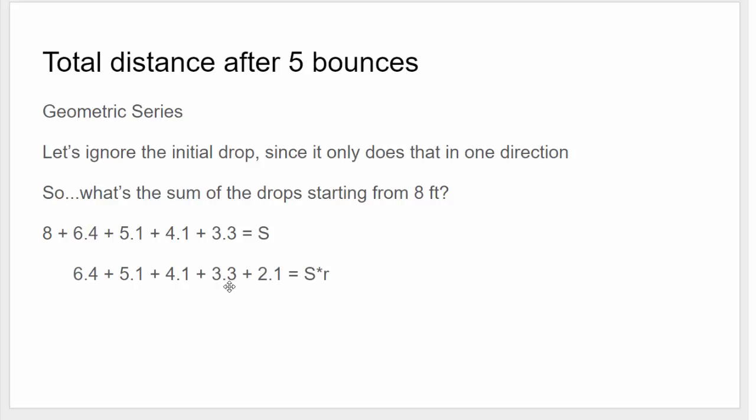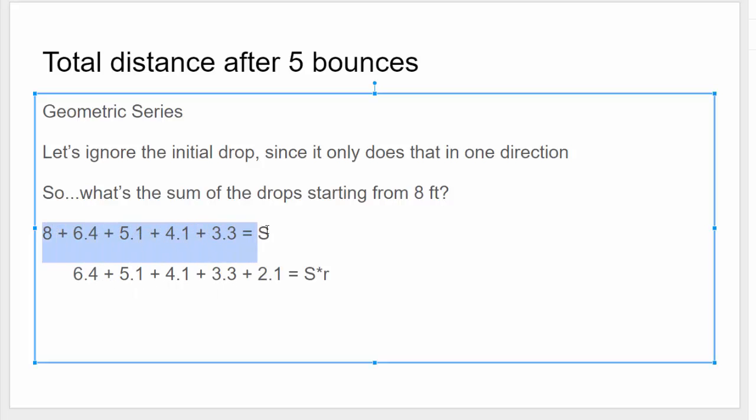So how can we generalize a formula for doing lots of terms? Well, here's where we got kind of rushed. Here's the original series that we want to add up, 8 plus all this stuff. If we take that series and multiply each term in the series by that ratio, the 0.8, then essentially what we end up with is each term of this new series, a term that was in the previous series, except for the very last one. We get this one by multiplying 3.3 times 0.8.